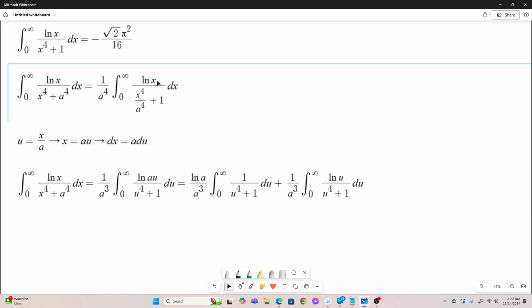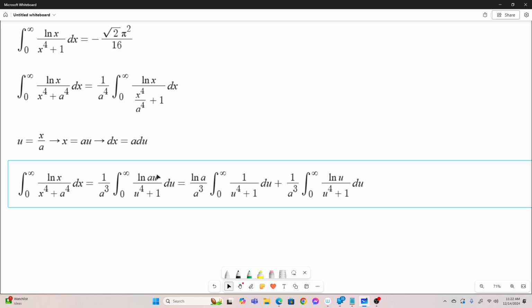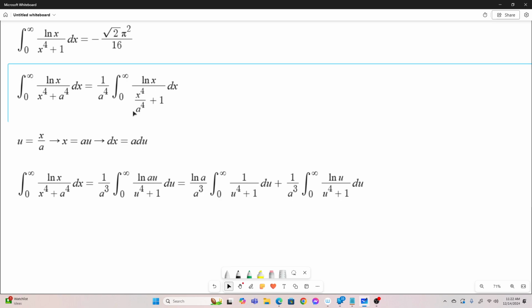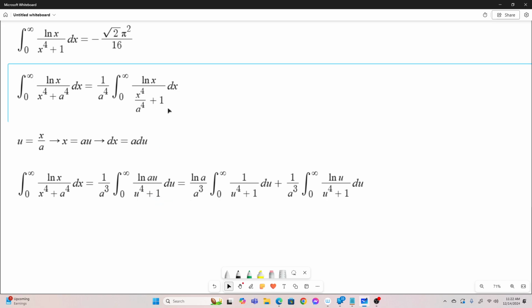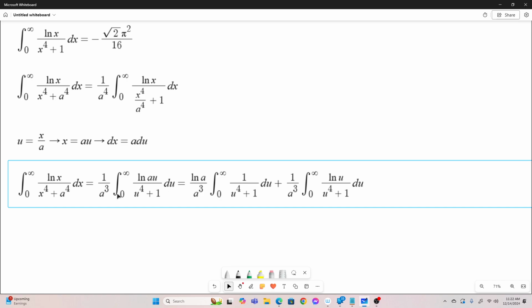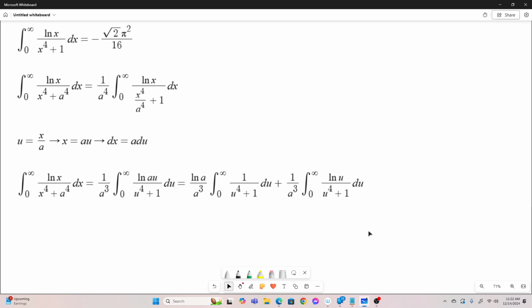We will get not natural log x, but natural log au. And then it will be not x to the fourth over a to the fourth. That is simply u to the fourth. 1 does not change. dx again becomes an a du. And then we use the properties of logarithms to split this integral. Notice that natural log au is just natural log a plus natural log u. And you can see we have our natural log a plus natural log u. So we just split that integral using the properties of logarithms.